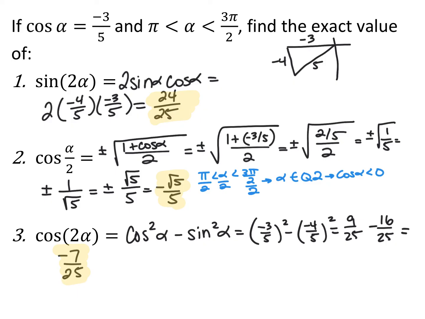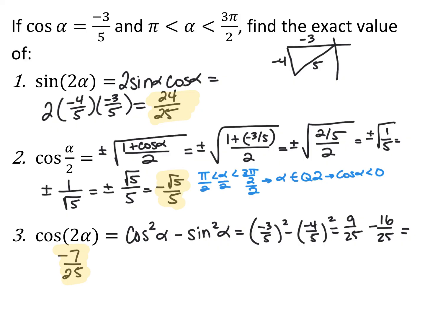The original angle is in quadrant 3. It's between pi and 3 pi over 2. So if I cut my whole interval in half, alpha over 2 is going to be somewhere between pi over 2 and 3 pi over 4, which is in the 2nd quadrant. And cosine of alpha is negative in the 2nd quadrant, so therefore I want the negative solution, so negative root 5 over 5.